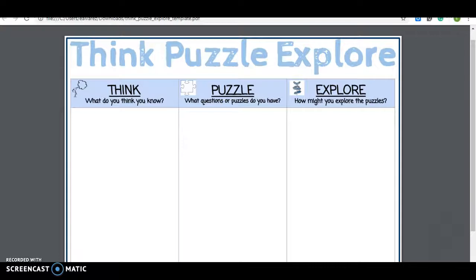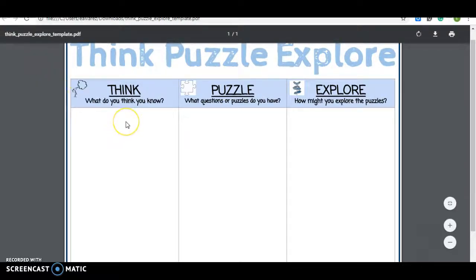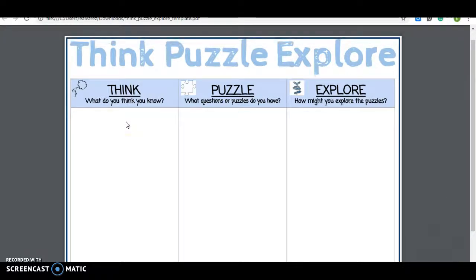So far we've talked a little bit about the different areas or how this is used overall and where you could potentially use this. I want to dive a little bit deeper into each of the components. So let's first talk about that think area. What do you think that you know?